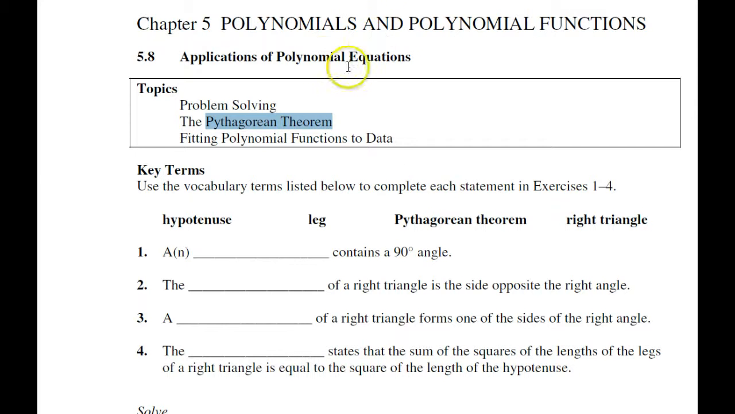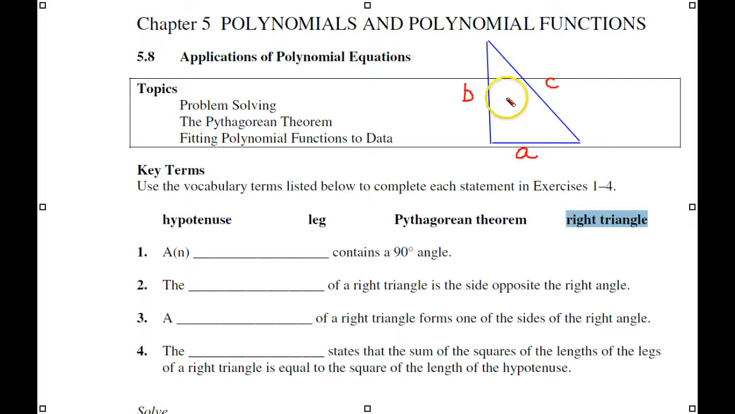We'll start off with a review of key terms, vocabulary terms: the hypotenuse, the leg, Pythagorean theorem, and right triangle. Before we start though, let's do a little review. So up over here I made a little right triangle. We know it's a right triangle because its angle right there is 90 degrees.